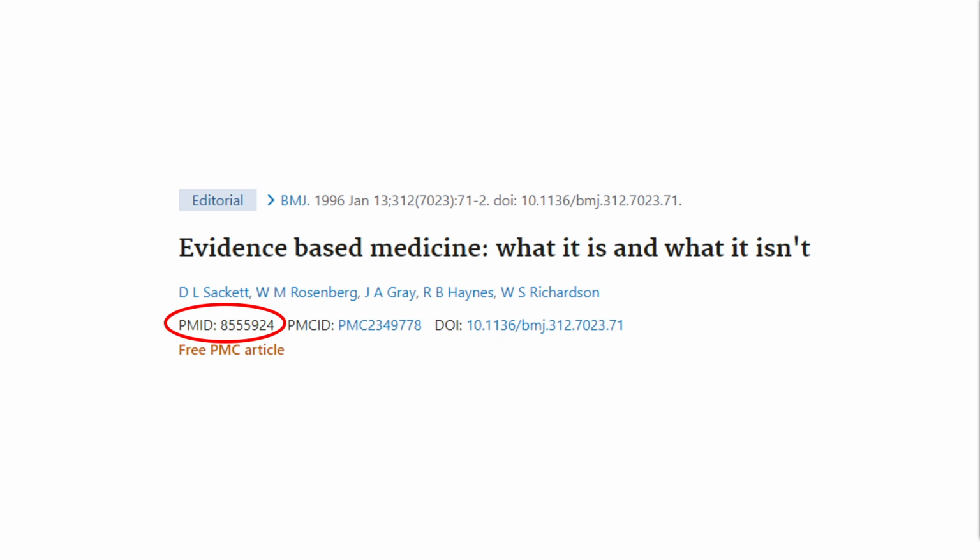the expanded definition of evidence-based medicine by highlighting its seminal definition, which appeared in a 1996 editorial called Evidence-Based Medicine, What It Is and What It Isn't. You can locate this article for your own reference by entering the number circled in red into the PubMed search engine. It's always important to reflect on this definition because this is the driving factor behind the work of building an evidence-based case.